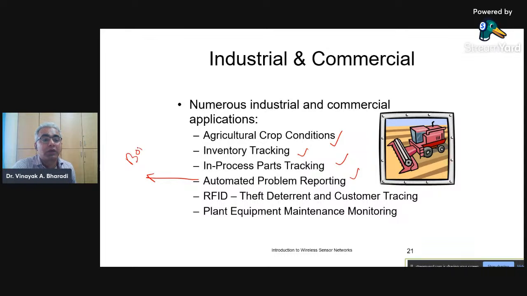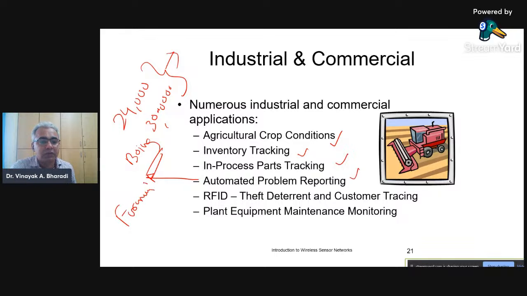This example is very good. One typical Boeing aircraft has 24,000 to 30,000 sensors or more nowadays. These sensors are connected to a central computer to monitor the aircraft condition. Even in Formula One racing, they have sensors all over the car, and they remotely monitor the car and track problems in real time. And RFID theft deterrent, customer tracing, automated toll collection, then plant equipment and maintenance, like in the industry, the whole plant has these sensors and central monitoring of the various processes and process flows.